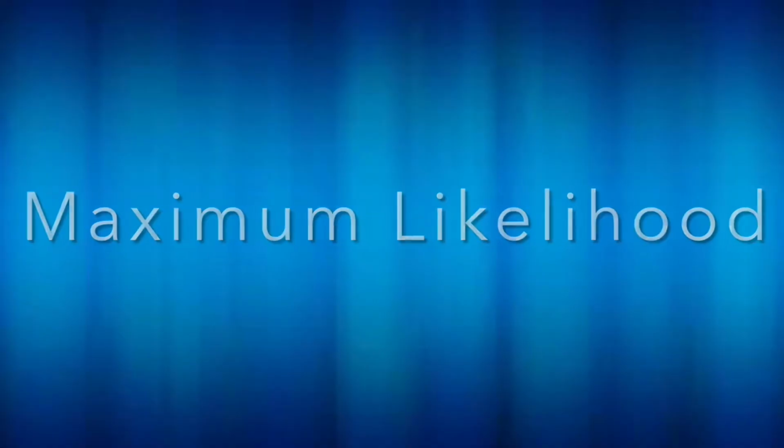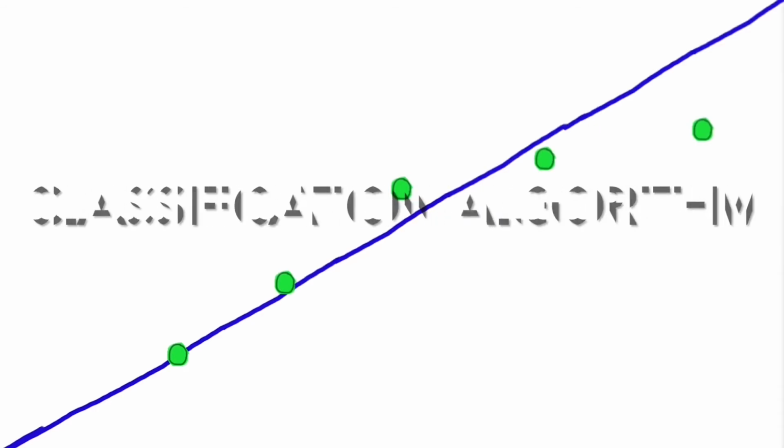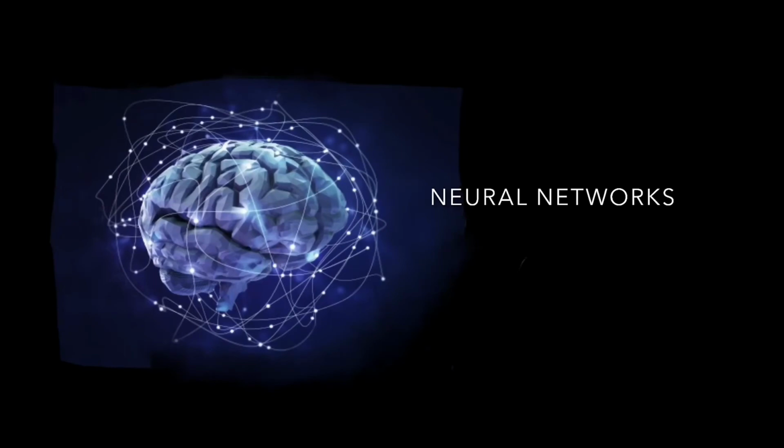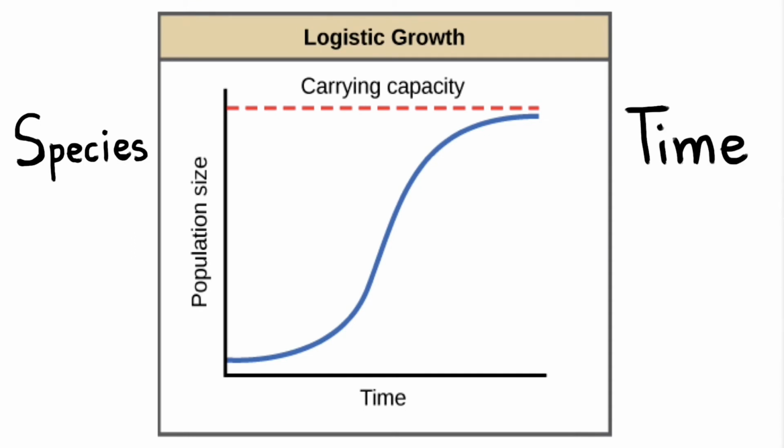Maximum likelihood is a process that involves creating numerous curves through data points and calculating the product of the y values for each curve, then choosing the curve with the highest such product. This, like linear regression, is a classification algorithm and is used very often in the creation of neural networks and in machine learning. Logistic curves are also a great way to model populations of species over time.